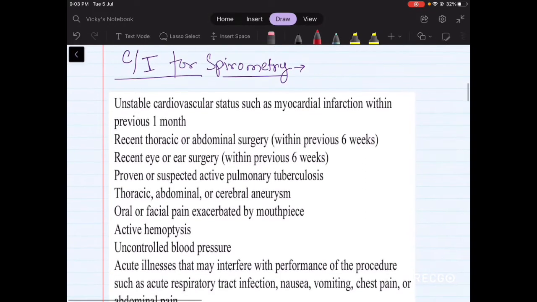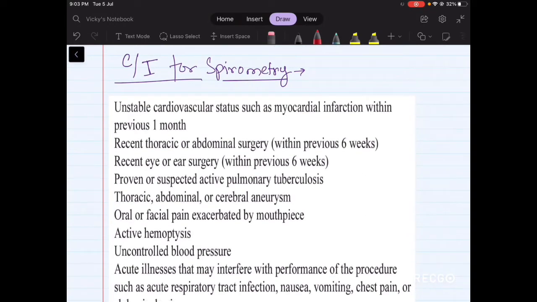Then what are the contraindications for spirometry? The most important contraindication for spirometry is recent myocardial infarction. By recent we mean within the previous 1 month or 4 weeks. Then recent thoracic or abdominal surgery, that is within the previous 6 weeks. Recent eye or ear surgery, which is also within the previous 6 weeks. So there should not be any closed space surgery.